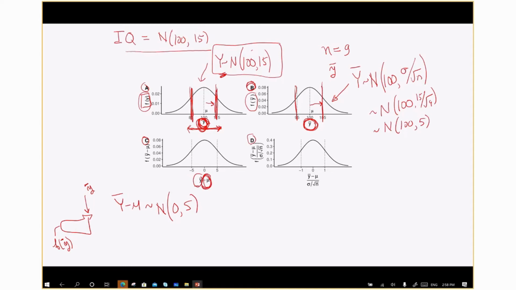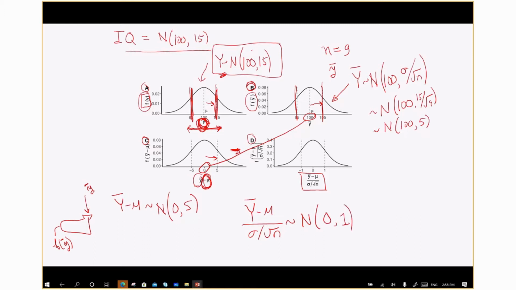Subtracting the constant is going to change the mean from 100 to 0, but it's not going to have any effect on the standard deviation, so that remains at 5. And then finally, in our last step, we're going to divide by sigma divided by root n. So now if we consider all possible values of Y bar minus mu over sigma over root n, in other words, our random variable, that's going to give us our standard normal distribution.